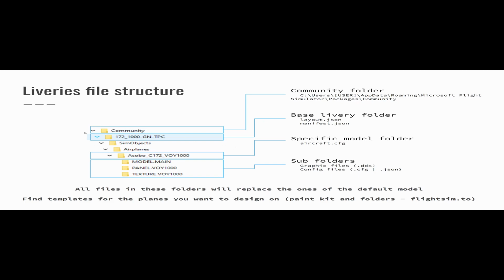Keep in mind that anything you put in these folders will replace the equivalent file in the default plane. So it is important not to put too few files, but also not to put too many. For example, if you mess up a configuration file of the plane, you might end up with your G1000s not working, or things like that. The goal is always to replace as few files as possible when you design a livery, just the ones that you really want to replace. Do not start adding too much information in there.